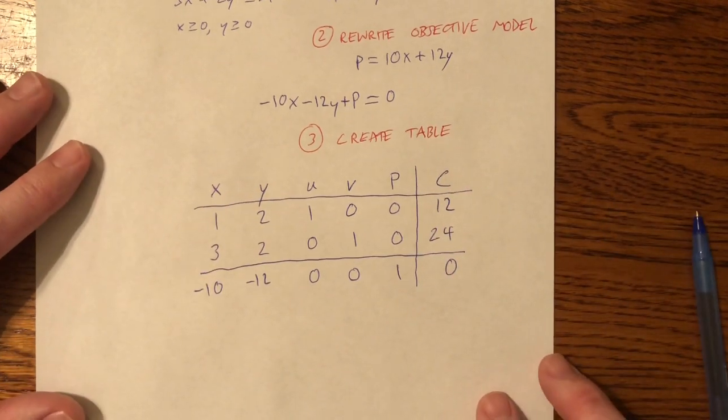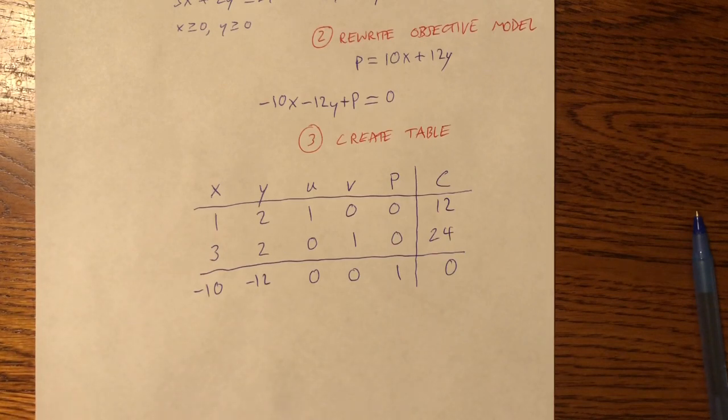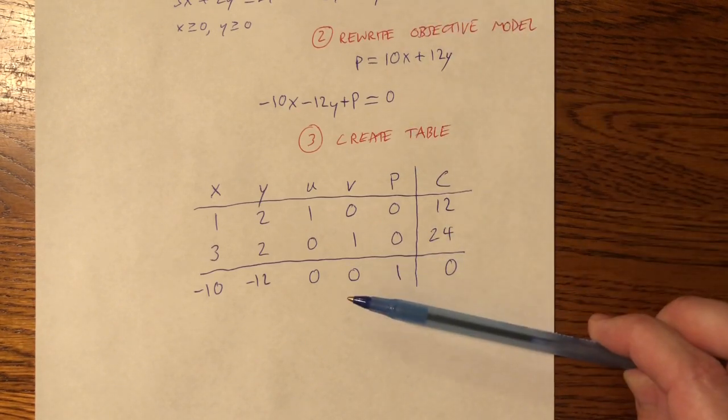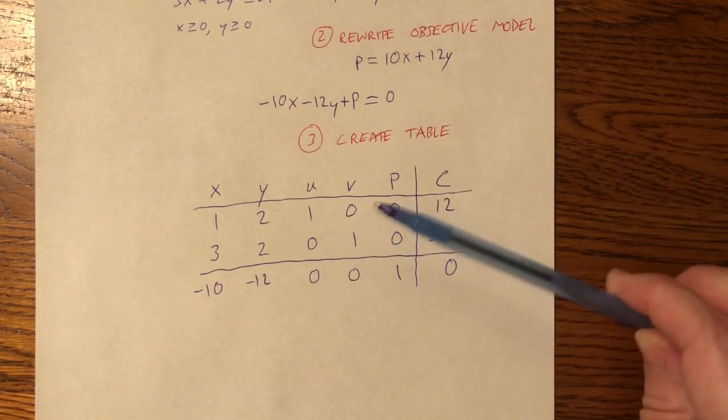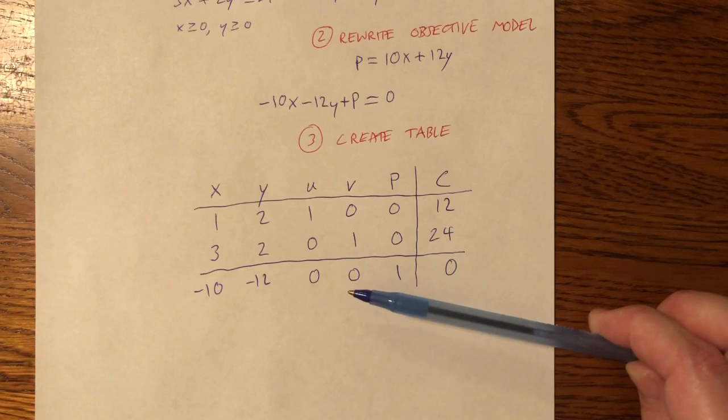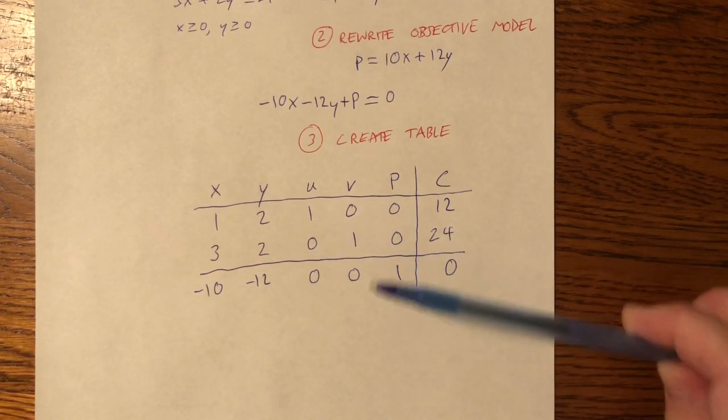Okay, the next thing we want to do after we've created the table is solve this thing. We want to solve this linear programming problem using the simplex method. So everything we've done thus far is just setting up the appropriate simplex table. The next thing we're going to do is look at the steps required to actually solve this using the simplex method.